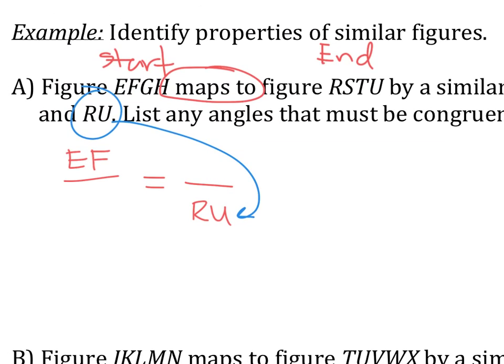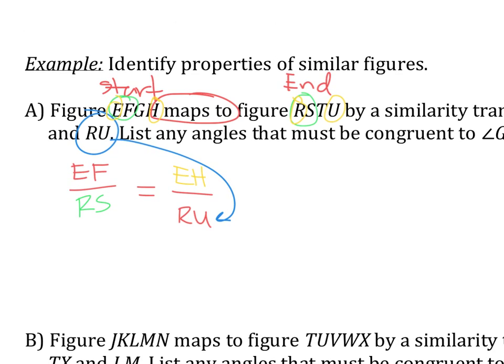And then now we want to see what side corresponds with EF. Well, EF is the first two letters here, so what are the first two letters of my other one? That's R and S. And then it asks for R and U, which are the first and last letter on my right one, which means it would be E and H. So there's our proportion. That's all we have to do is write it. It doesn't say to solve or do anything with that. So we're good there. So there's our first answer.